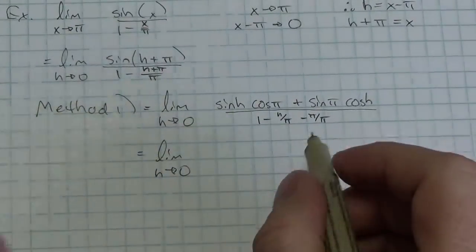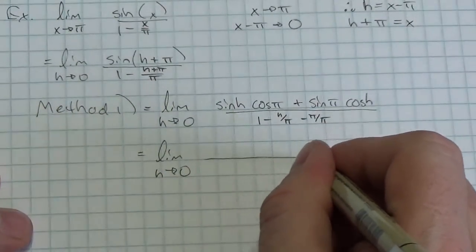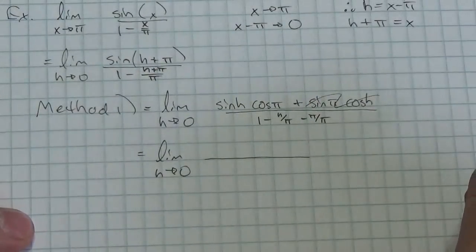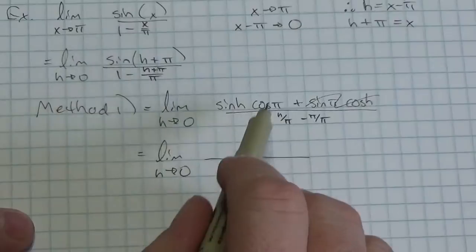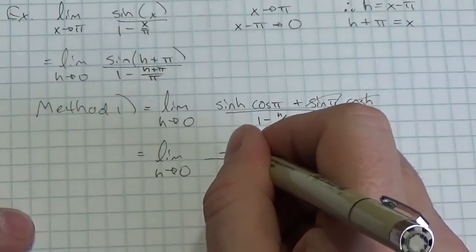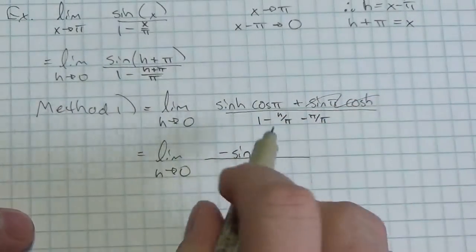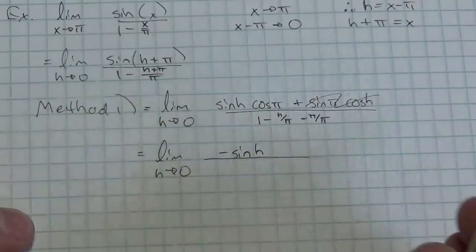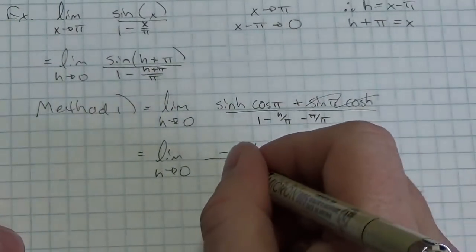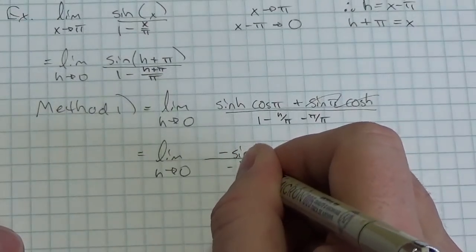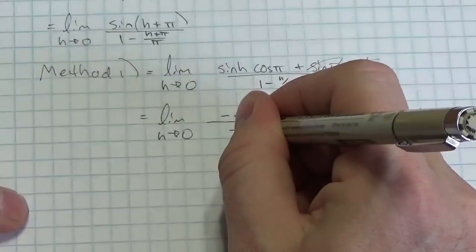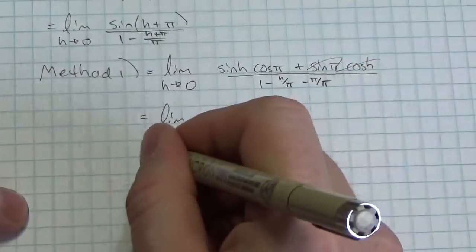Now, watch what I can do here, because this thing cleans up very quickly, because the sine of pi is just 0. The cosine of pi is negative 1. So this becomes the negative sine of h. Pi over pi is 1, that negative there, so 1 minus 1 is 0, and I'm left with negative h over pi. So that very quickly became something a lot smaller and a lot easier to work with.